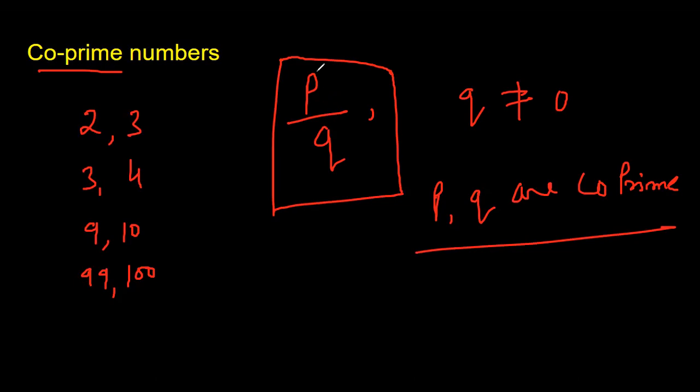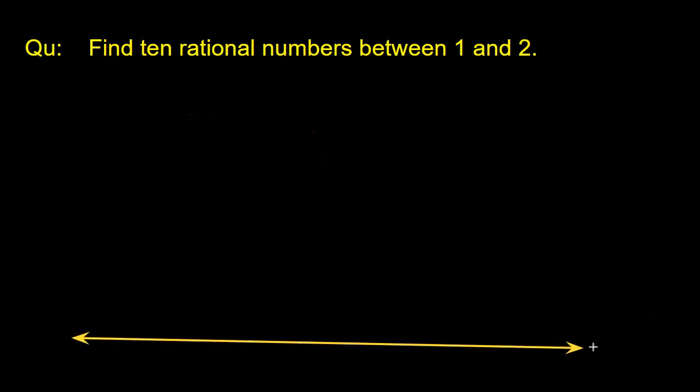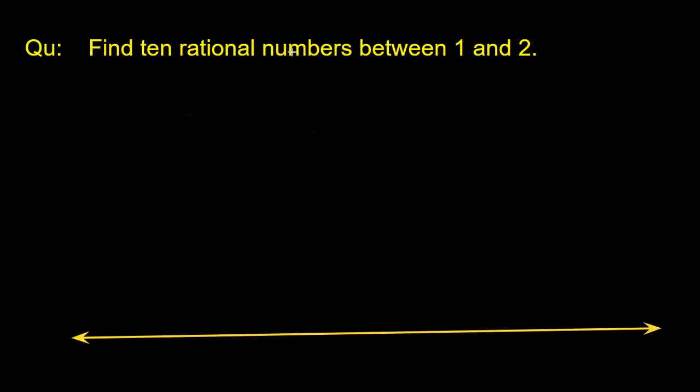Okay, so that should be our primary aim, to represent a unique rational number. I think we are very clear about rational numbers now. So let's take a question. Find 10 rational numbers between 1 and 2. To visualize, look here at the number line, we have a number 0 somewhere, then we have a number 1, number 2. So we want to find certain numbers between 1 and 2. Here they say 10 numbers, okay?